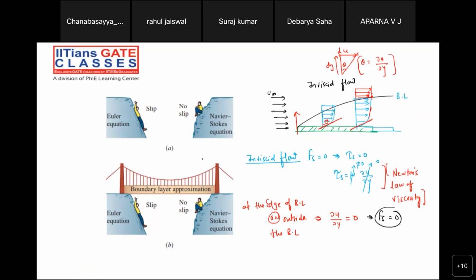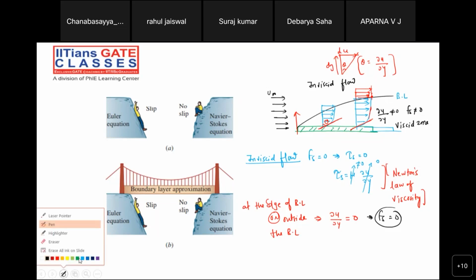Inviscid flow. Inside that boundary layer, ∂u/∂y is not equal to zero. Shear force is not equal to zero. That means that particular domain is called the viscid zone. Now tell me, outside the boundary layer, do we have a rotational flow field or an irrotational flow field?